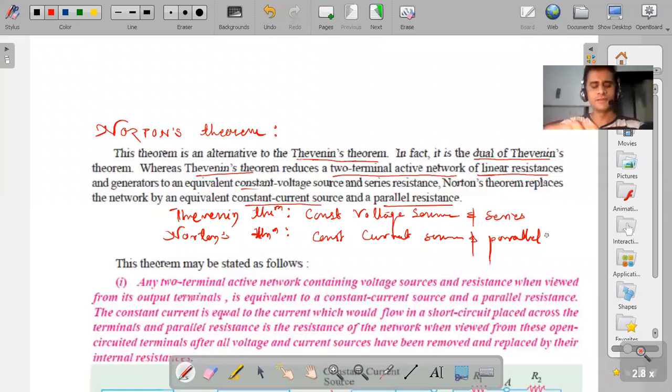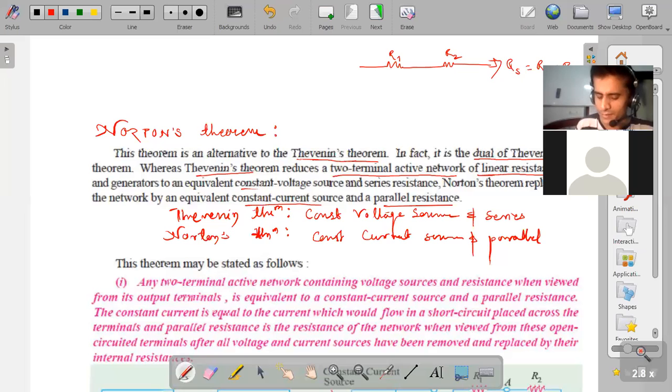And series means what? Suppose there are two resistors connected in series, R1 and R2. Therefore, total resistance we can write, dear student, here I will write: Rs equal to R1 plus R2. Can I write that, dear student? Yes, sir. Very good, nice.